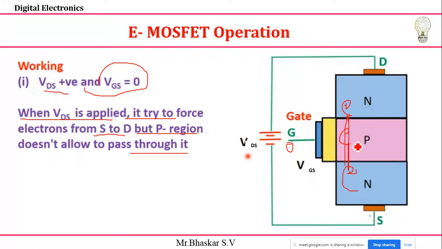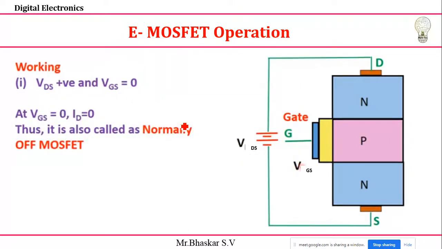This process does not happen because initially I'm not applying any gate to source voltage. Again, VDS, drain to source, you apply some voltage greater than 0. But it tries to force the electrons from source to drain, and because of the P type material, where the majority carriers are holes, no channel is formed, so current does not flow. This is the first case. At VGS equal to 0, there is no current.